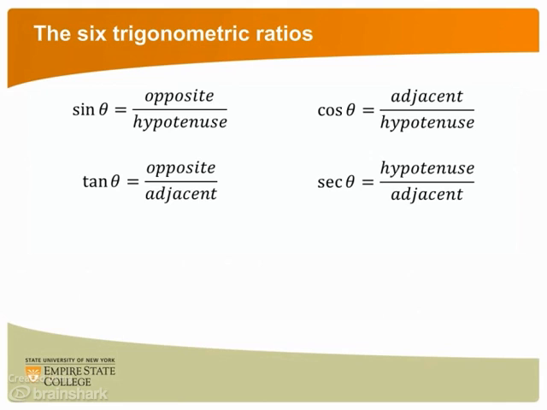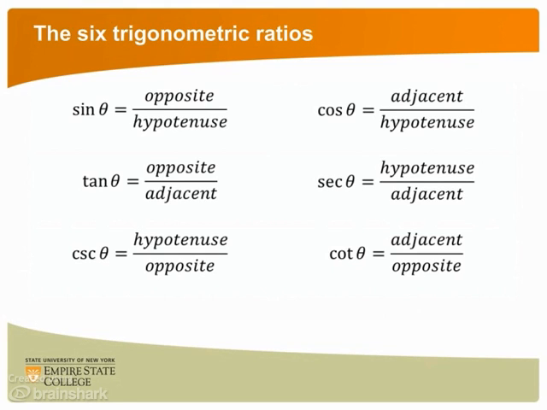Secant, abbreviated SEC, is the ratio of the length of the hypotenuse to the length of the adjacent side. Cosecant, abbreviated CSC, is the ratio of the length of the hypotenuse to the length of the opposite side. Cotangent, abbreviated COT, is the ratio of the length of the adjacent side to the length of the opposite side. Let's take a look at an example.